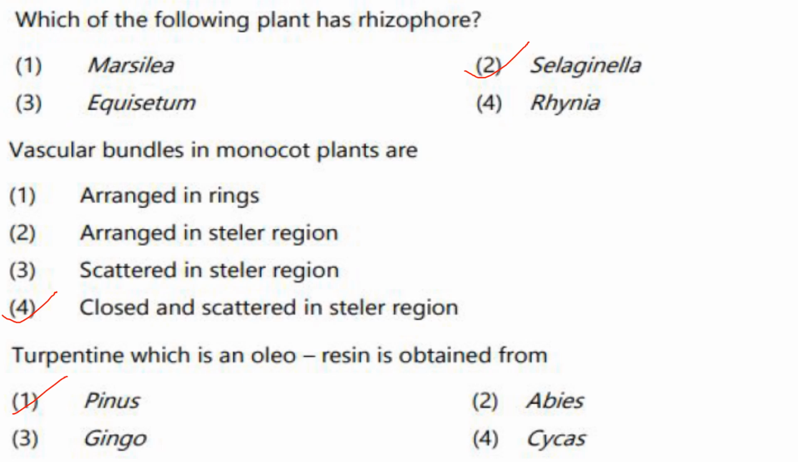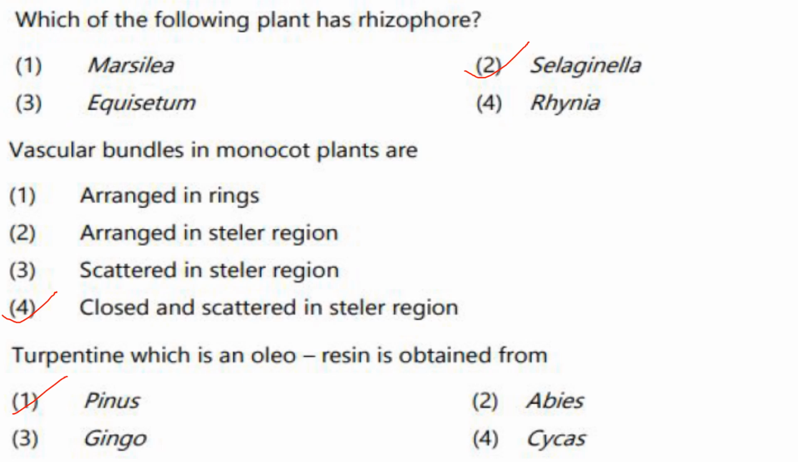Answer is option 2. Then vascular bundles in monocot plants are arranged in rings? No. Arranged in stellar region? No. Scattered in stellar region? Yes, that's correct. Closed and scattered in stellar region, that is more correct. Closed means there is no cambium present between xylem and phloem.